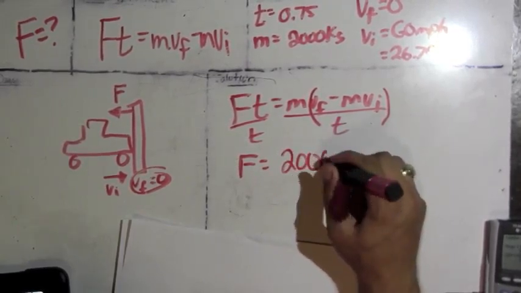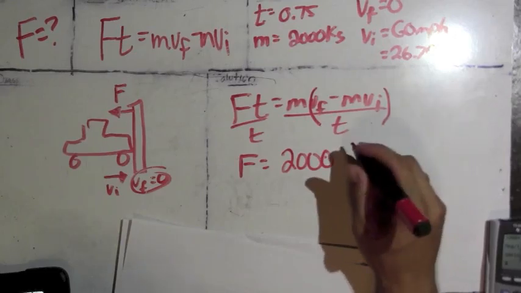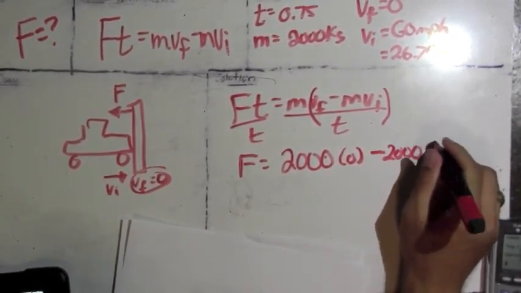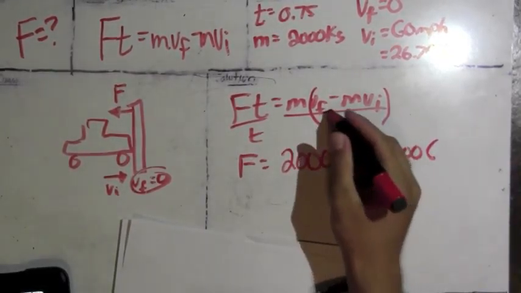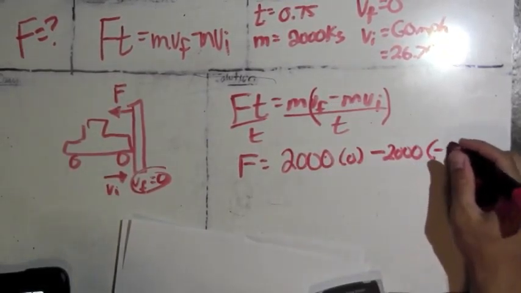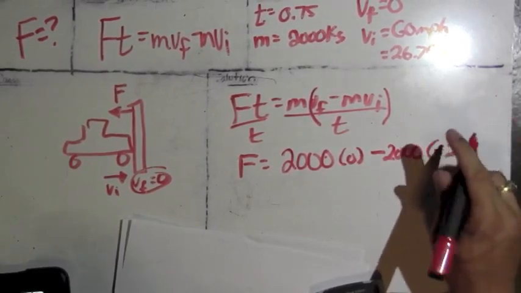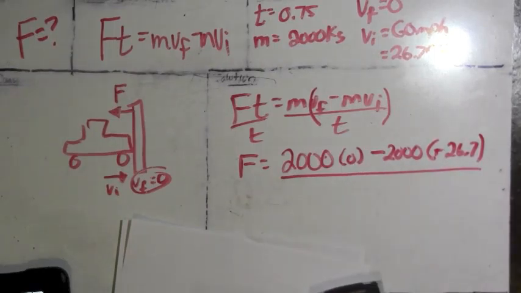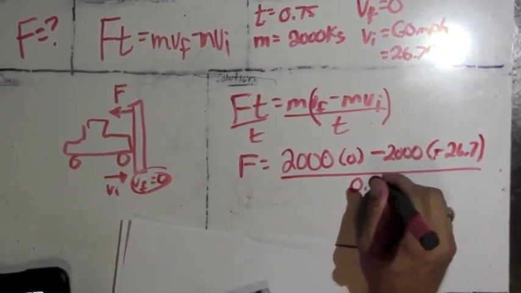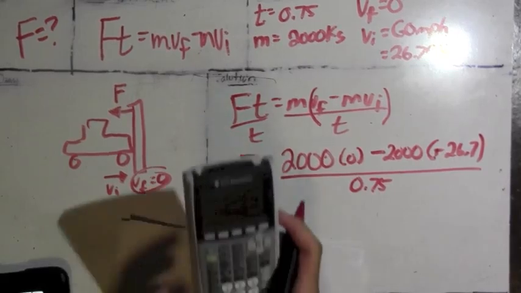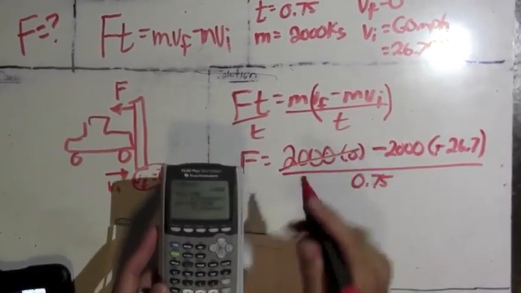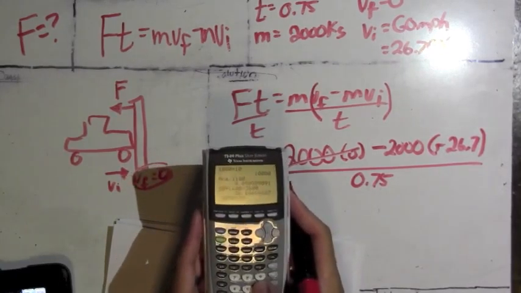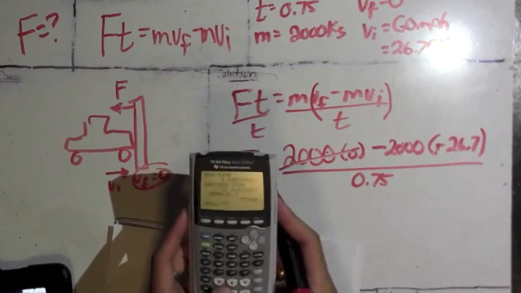2,000 times 0 minus 2,000 times, now in this case you can't forget the negative, 26.7, excuse me, I already did the negative, 26.7 over t. So now we plug in our numbers into the calculator. We say 2,000 times 0, 0. So what I have is negative 2,000 times 26.7 divided by 0.75.